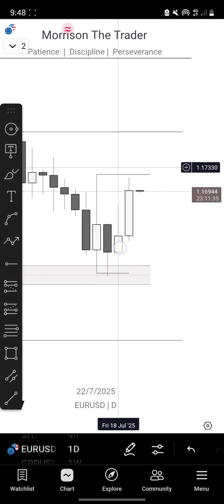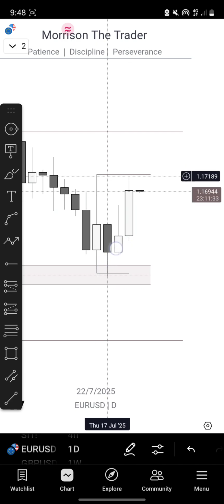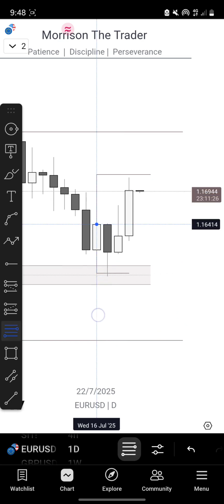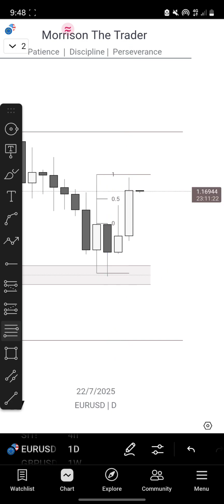So now the expectation is that the next candle, right? Since Thursday has formed a reversal, we expected Friday to do what? To expand higher, right? Good. And the target initially was 50% of this wick. Good.